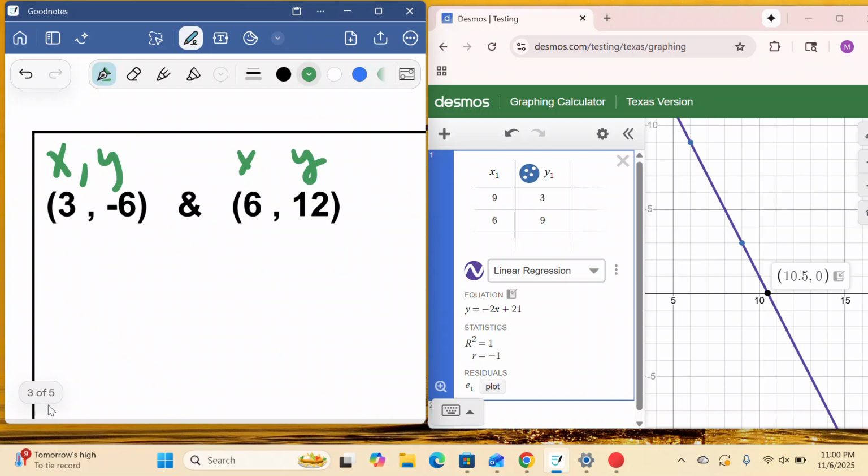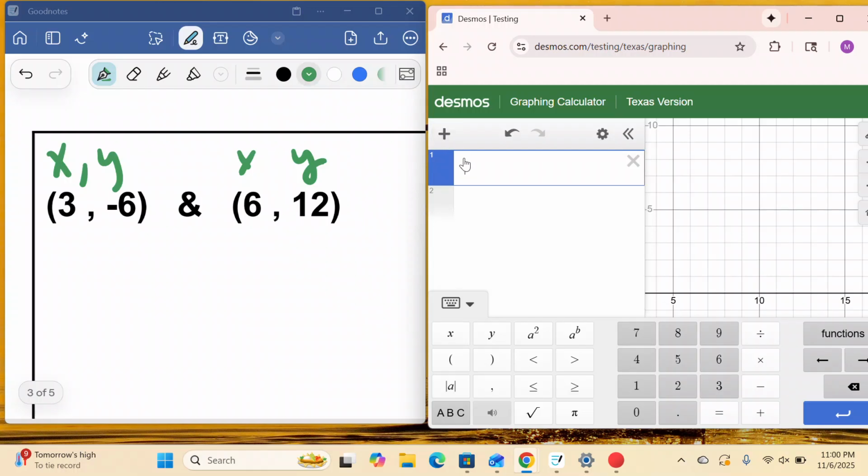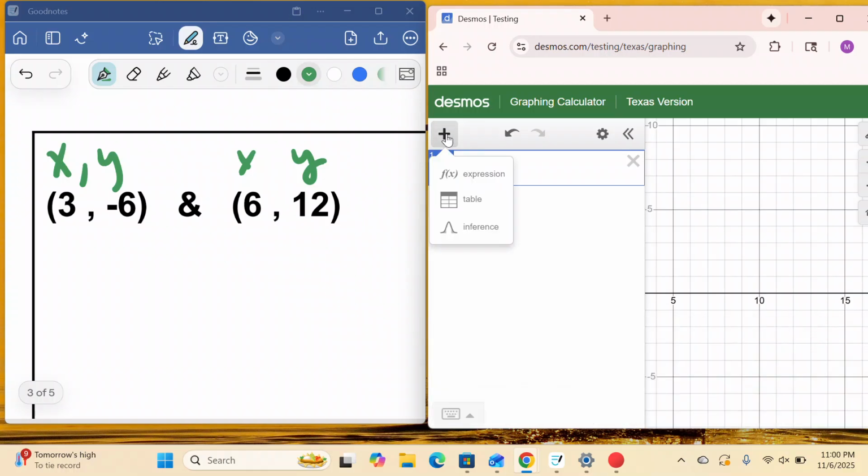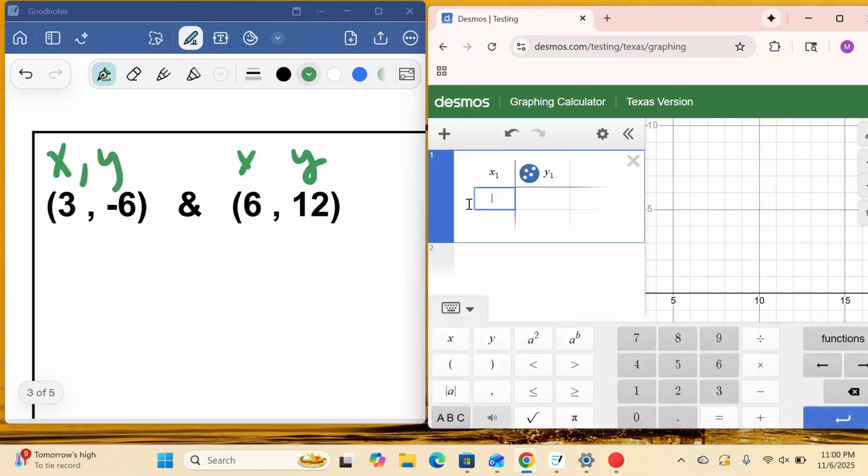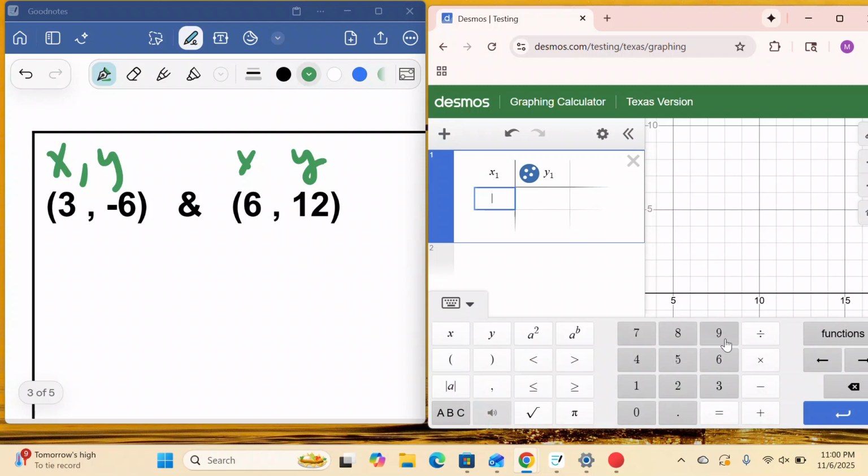Then I'm going to do the next one. I want to figure out the slope automatically. Just put it in Desmos. Let Desmos do the work for you. We're going to go to the plus sign right here, and go to the table format. We do have two ordered pairs. So I'm going to click 3, comma, and then the y value is negative 6. And then the next one, I'm going to click here and go 6, comma 12.